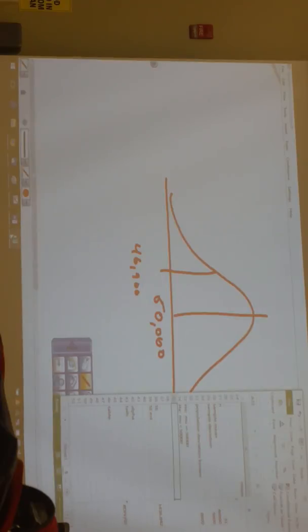So we have to go back, and we're looking at that. My null hypothesis is greater than or equal to, which means my alternative hypothesis would be less than.